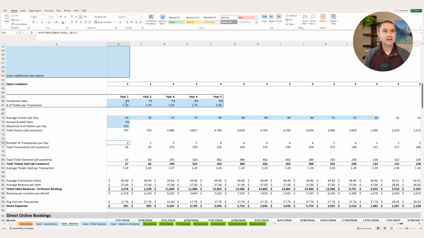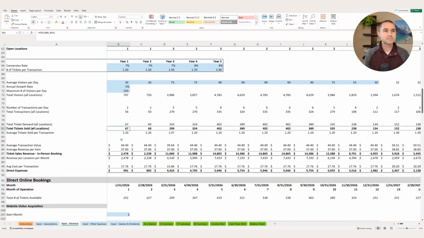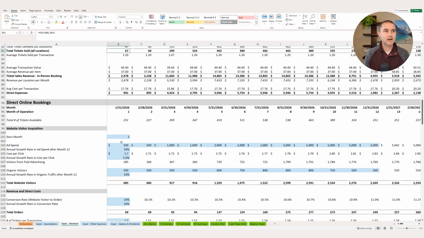Then you've got based on that conversion rate, so 7%. So if we're saying we've got 30 people that show up to our location to kind of take a look at our offer, we're converting 7%. So if we were to say we want to convert 10%, you'll see the number of transactions actually goes up because we've got 30 visitors converting 10% of them, right? So that gives you your total ticket demand and ultimately how many tickets are sold with the average transaction value. So that's all just calculations.